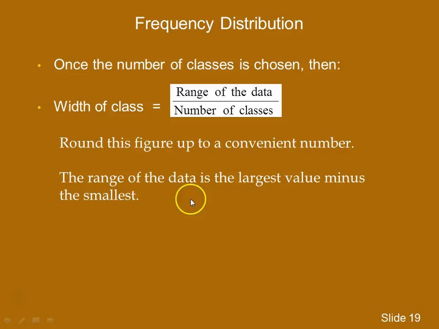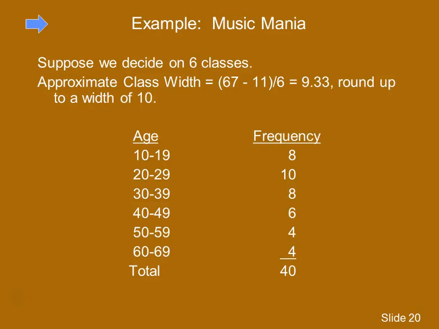The range of the data, which most of you already know what a range is, and we'll be talking more about this in a future module, the range is simply the difference between the largest value and the smallest value. So for example, suppose we decide we want to break our data into 6 classes. If you go back and take a look at the data, the largest number in the data set was 67, the oldest age was 67, and the youngest was 11. 67 minus 11 is 56. Divide that by 6 classes. Turns out to be 9.33, and we're going to round that up to a convenient number like 10. And that basically says we should make our classes 10 units wide in order to cover the entire range of the data if we want 6 classes.